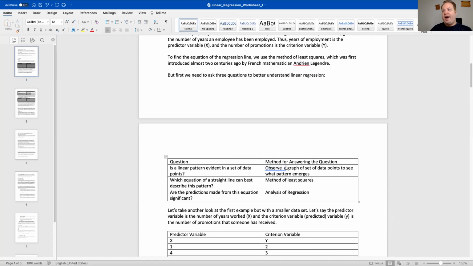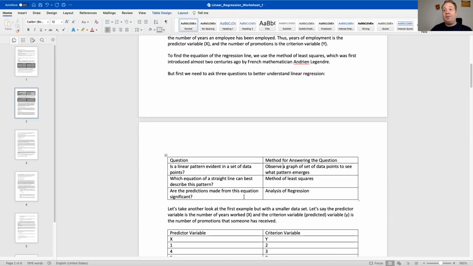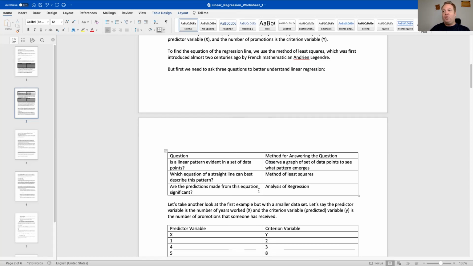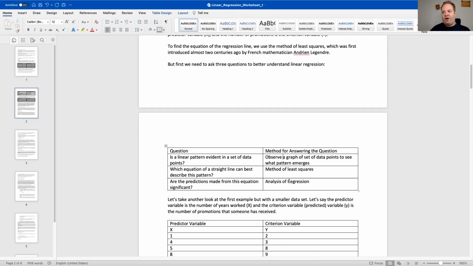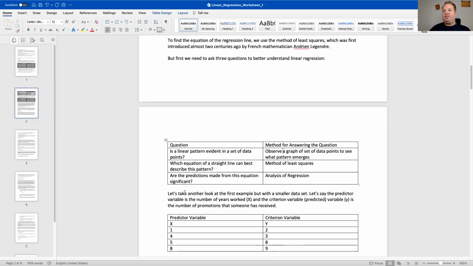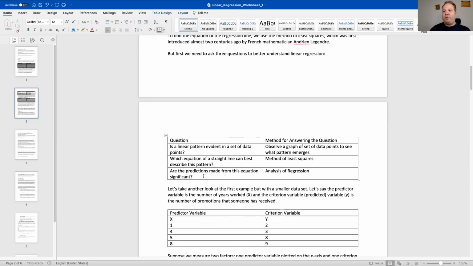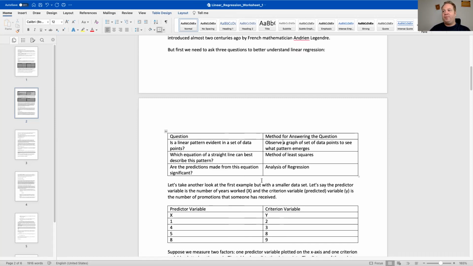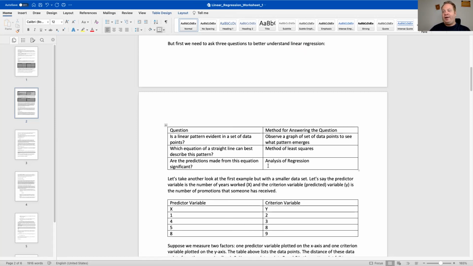We observe a graph or a set of data points to see what pattern emerges, potentially maybe like a scatter plot. Secondly, which equation of a straight line can best describe this pattern? Well, that's your method of least squares, which I'll walk you through a little bit later on in this lecture. The next thing we're going to look at is, are the predictions made from this equation significant? And if so, we want to use our analysis of regression to answer that question.